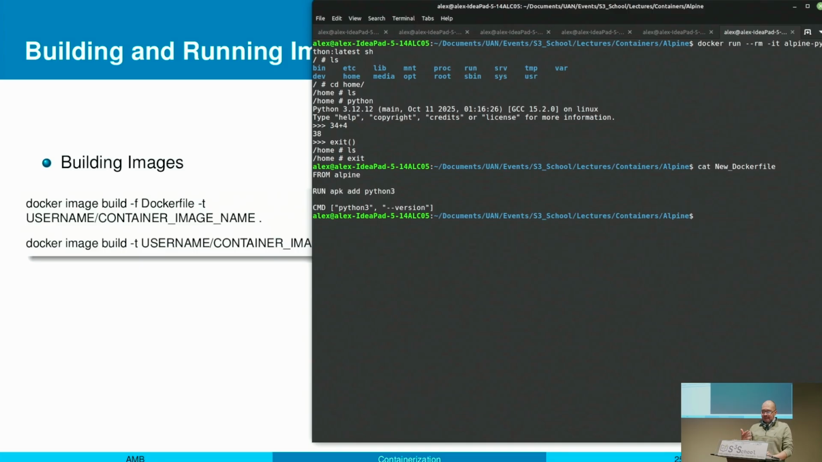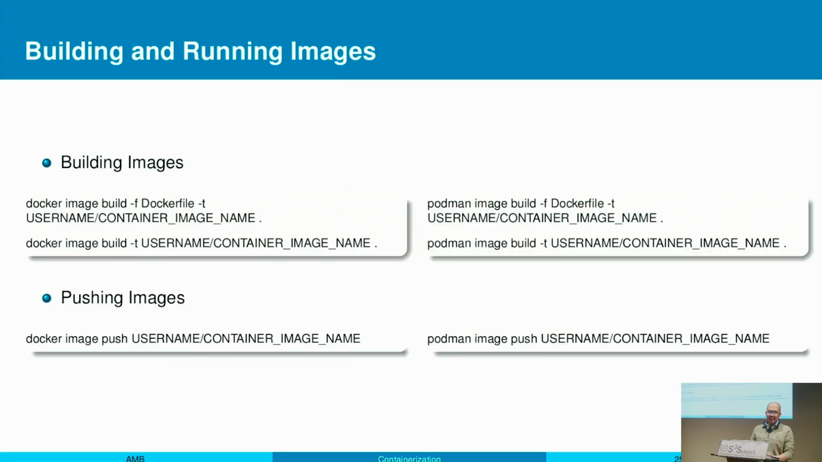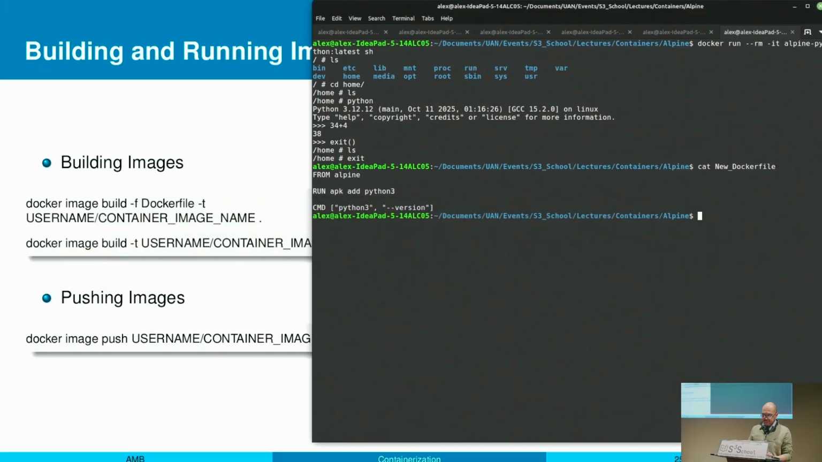Once you have your Dockerfile, your image, you can push your image to Docker Hub. Again, you need an account to do that, but then you do docker image push and the name of the container image, with your username, which is the username for Docker Hub. Any questions?